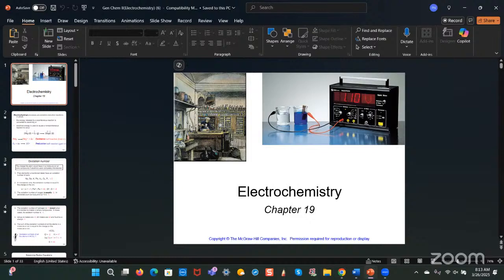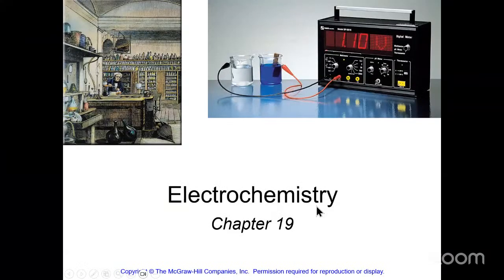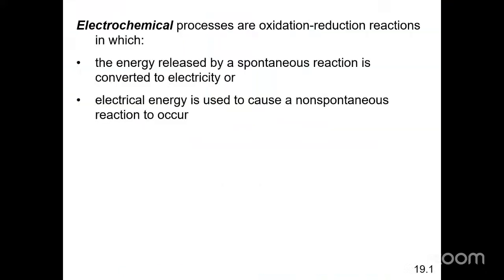All right, so the next chapter we're going to talk about is dealing with the topic of electrochemistry. As the title suggests, we're looking at the intersection of electricity being involved in either driving a non-spontaneous reaction, or a spontaneous reaction which produces an electric current or electrical energy. These are the two types of electrochemical processes we'll be looking at in this chapter.